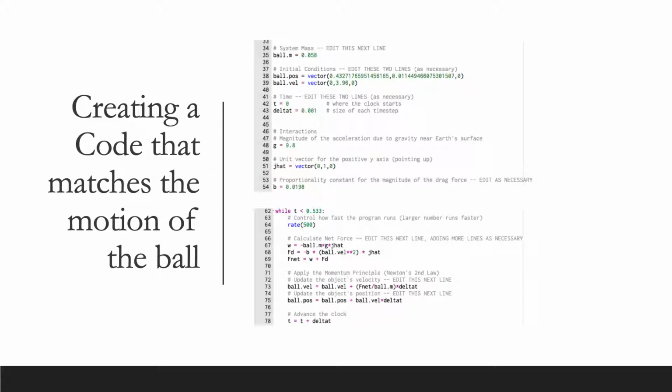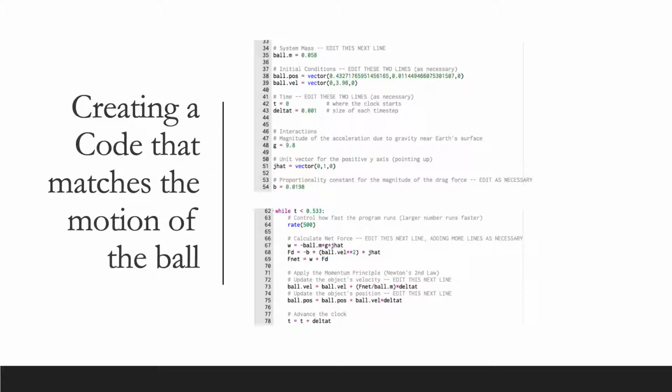I started by setting some initial conditions in lines 35 through 54 that are used in future calculations. I then created a while loop in line 62. I then calculated the weight force or force due to gravity by using the formula that I talked about earlier, where the mass of the ball times gravity times the unit vector j hat. I then used the drag force formula that I used earlier, where negative b times the ball velocity squared times the unit vector j hat.